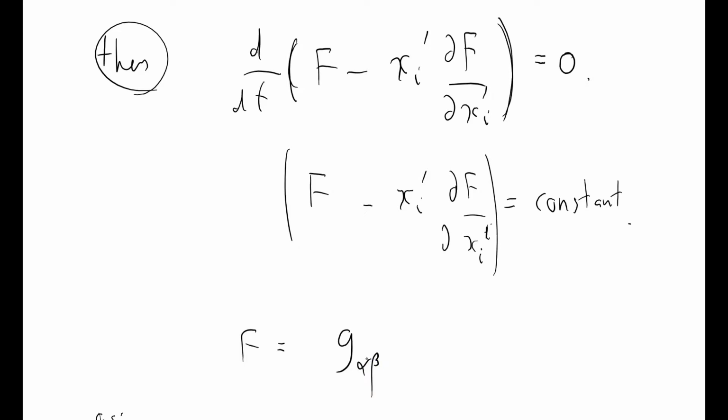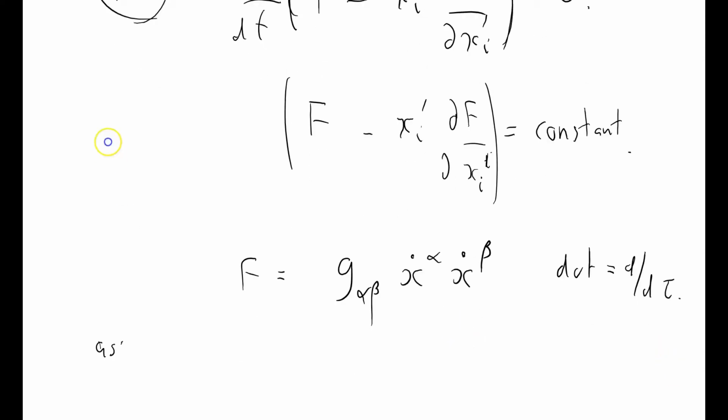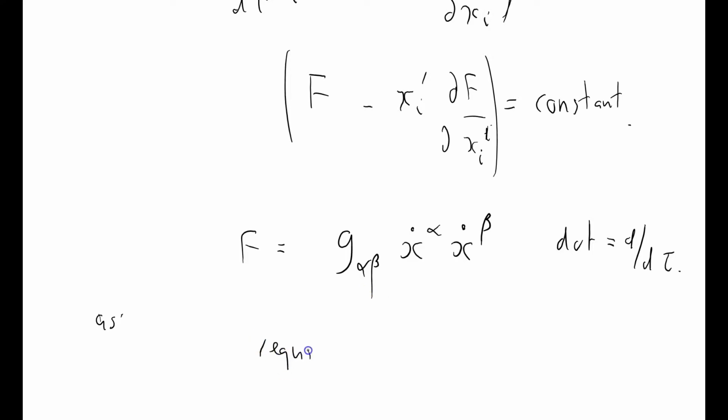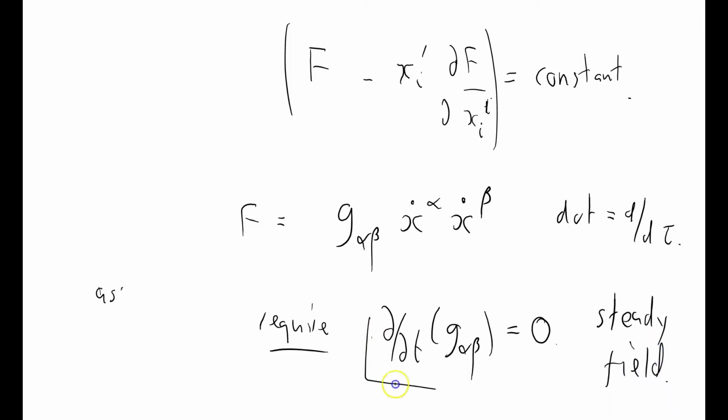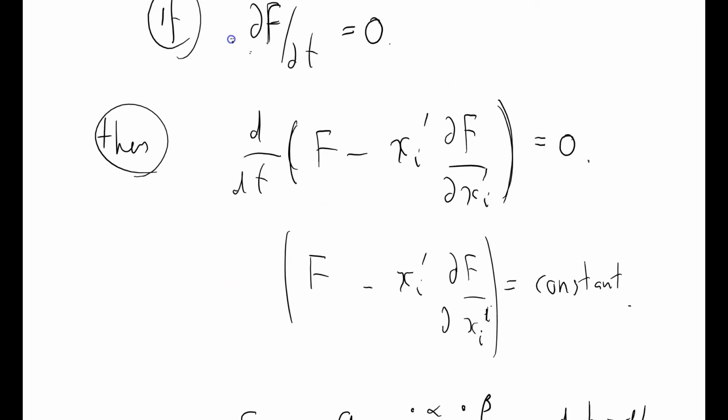I'm going to consider the arc length in relativity, x dot alpha, x dot beta, where a dot equals differentiation with respect to proper time. I'm going to also require that the d by dt of g alpha beta equals 0, so it's a steady field. And of course this condition here is effectively that condition there.